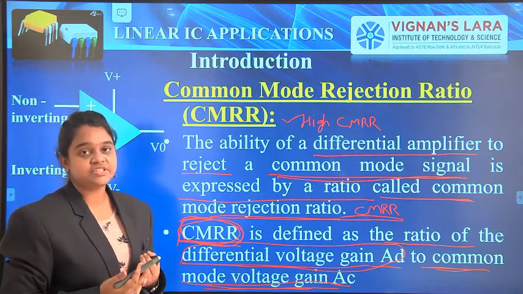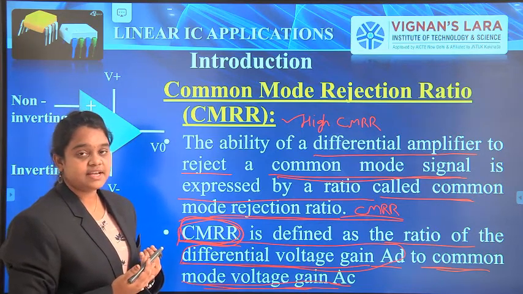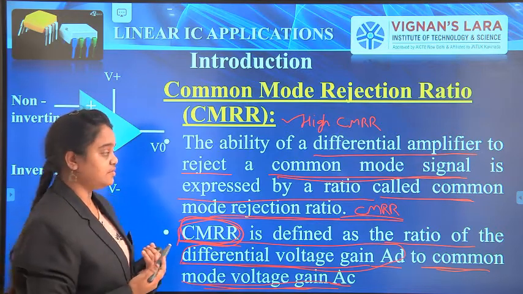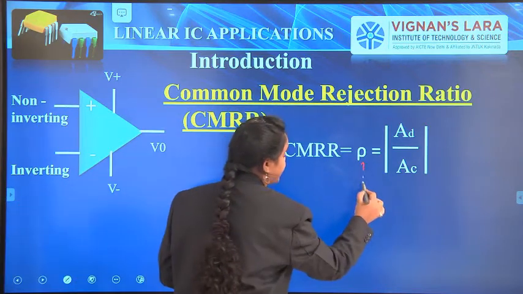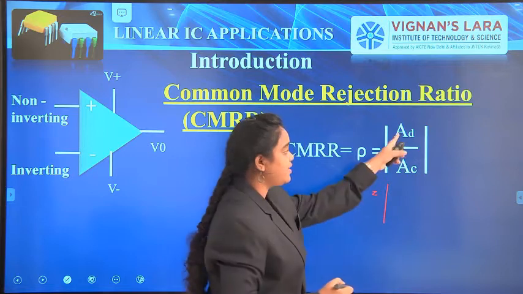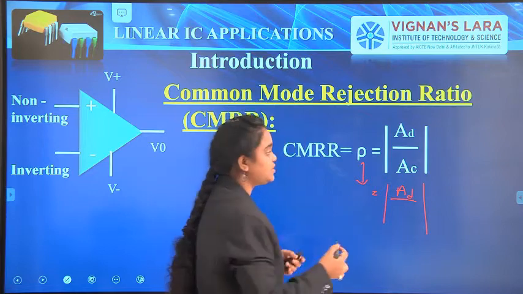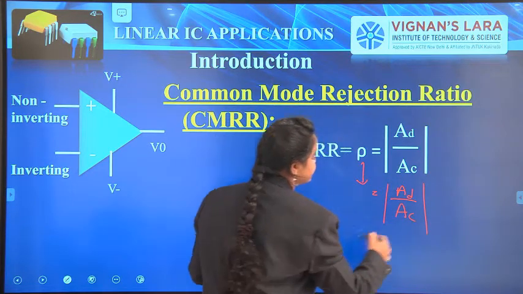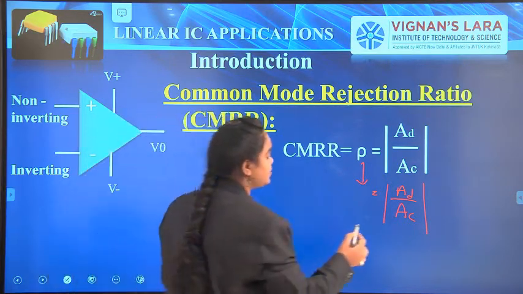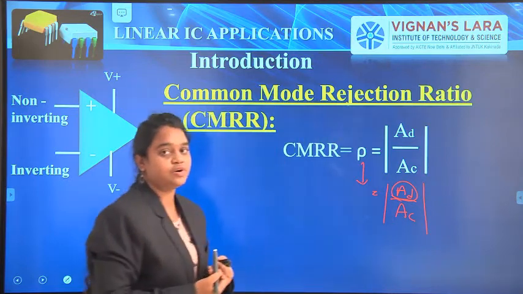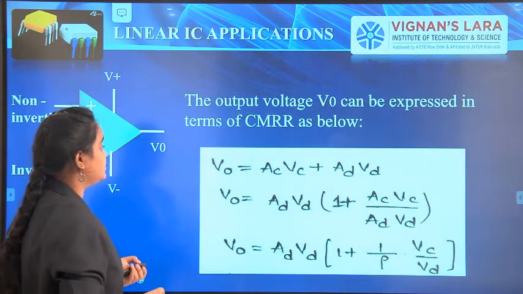So the common mode rejection ratio is defined as the ratio between differential voltage gain and common mode voltage gain. Simply, we can write the CMRR as rho, equal to the ratio of AD, the differential voltage gain, to AC, the common mode voltage gain. In yesterday's class we already derived what is meant by differential voltage gain and common mode voltage gain.